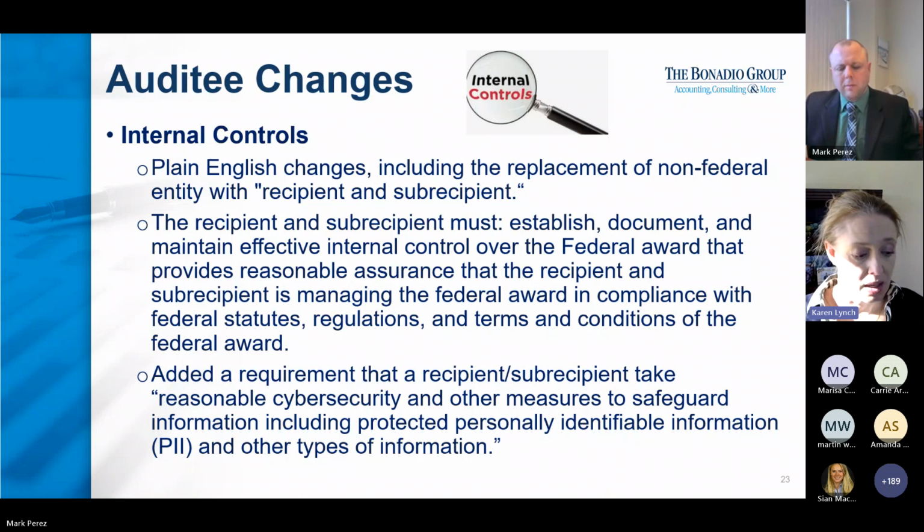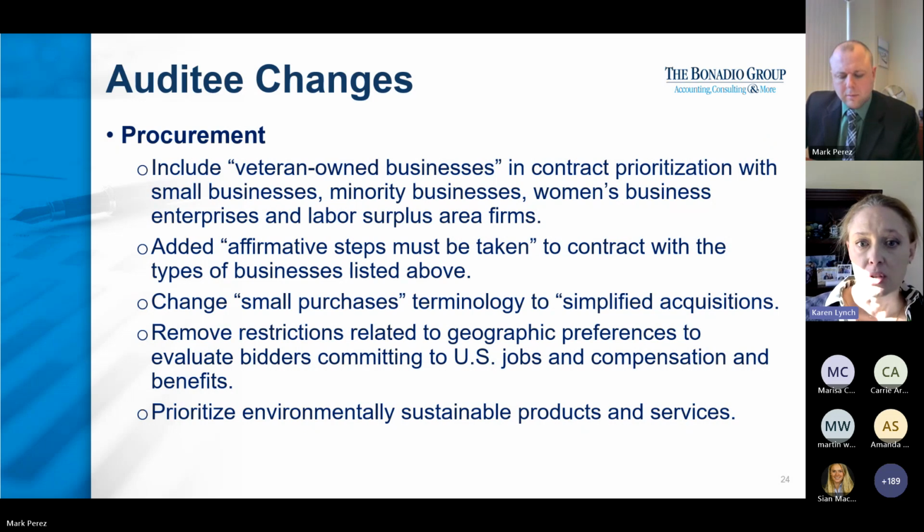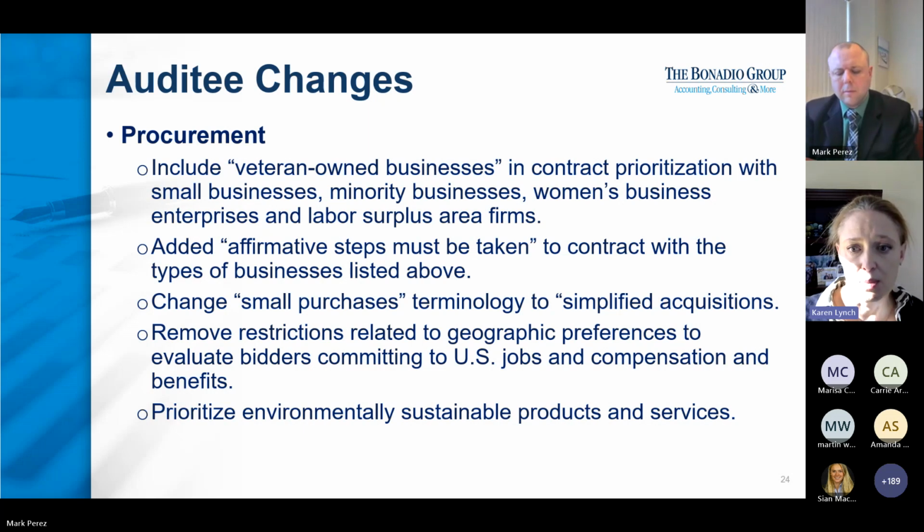Another big change is related to procurement. You'll recall there's always been in there the preferential reference to small businesses, minority and women businesses. There's now also added in veteran-owned businesses. So that's just an additional consideration when you are looking at who you're going to select to do business with as part of your federal dollars. And then again, there's affirmative steps that must be taken to contract with these types of businesses.